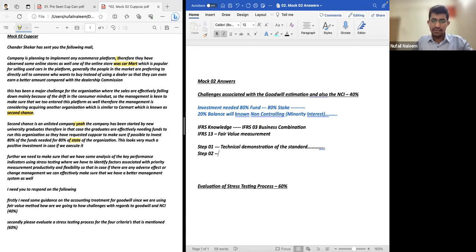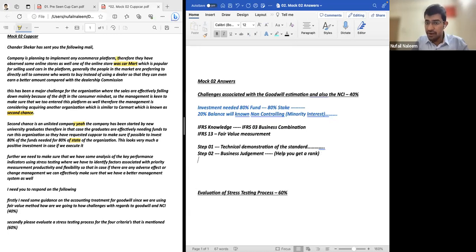Step two is business judgment. Step two is what, students? Business judgment. And actually the examiner wants both. You can't write one and pass, but business judgment will help you to get a rank, if you are planning for a rank. Just a guidance.